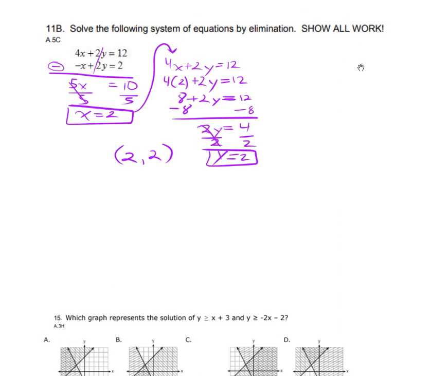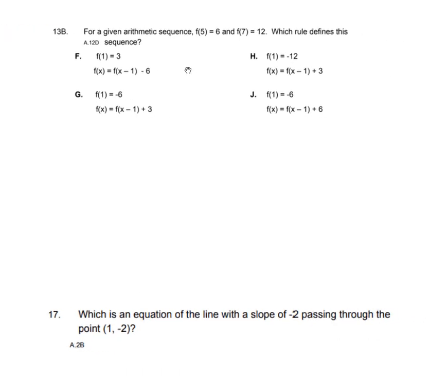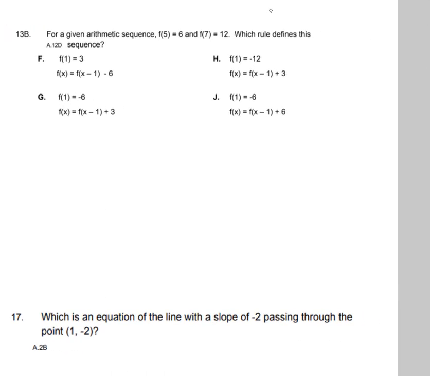All right, let's continue. For a given arithmetic sequence, f of 5 is 6 and f of 7 is 12, which rule defines the sequence? So what it's saying here is that there's a sequence where you have 1, 2, 3, 4, 5 terms, where the fifth term is 6, right? And you have 6 terms, 7 terms. So once again, this is f of 1. This would be f of 2, 3, 4, 5, 6, and finally this would be f of 7. And they want to know what our rule is.